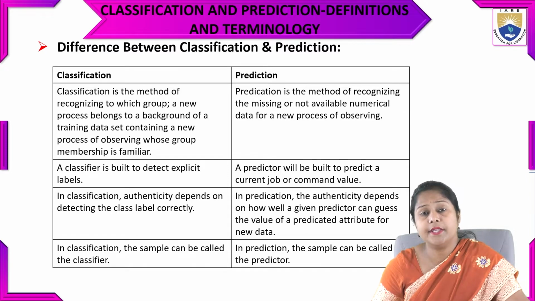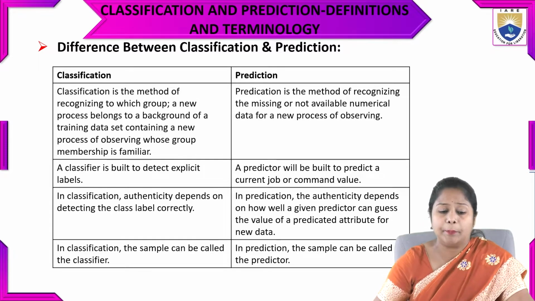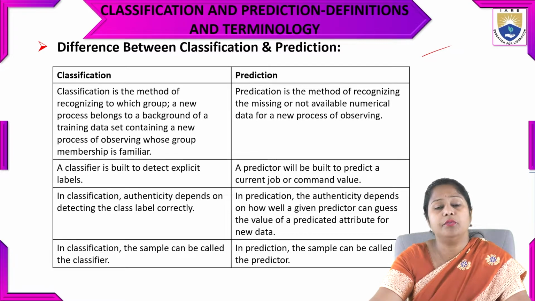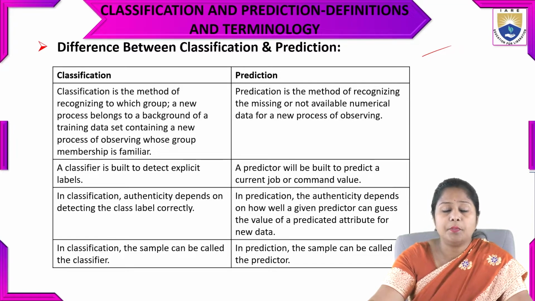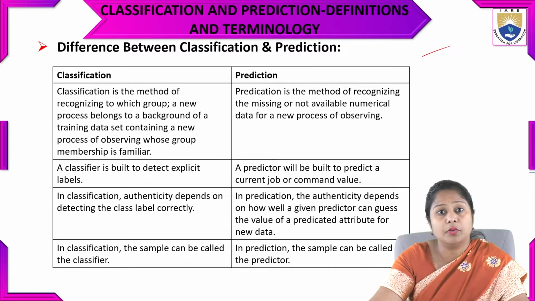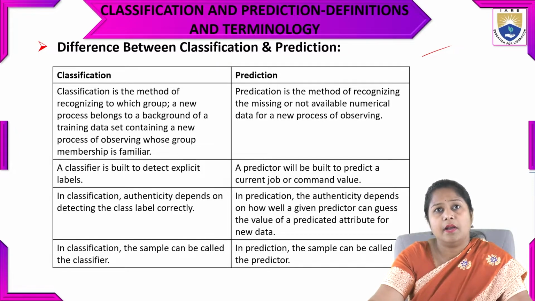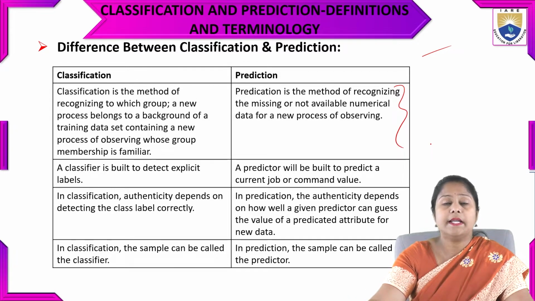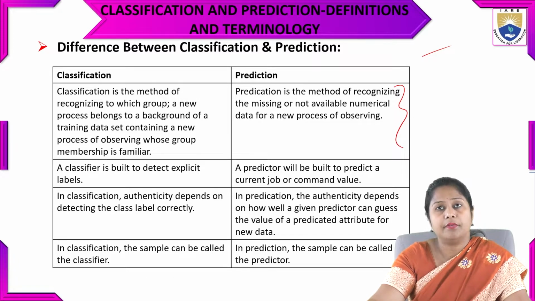Now, what is the difference between classification and prediction? Basically, classification is the method of recognizing which group a new observation belongs to. There will be a training data set containing observations whose group membership is known. On the other hand, prediction is the method of recognizing missing or unavailable data for a new observation. So that can also be followed if data is missing.